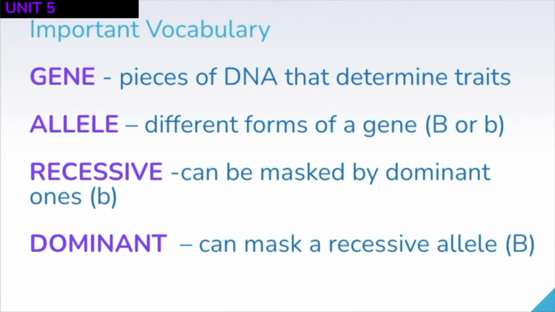A gene or genes are pieces of DNA that determine your traits. An allele is just a different form of a gene. If we're writing out genetics problems, this might be written as a big B or a little b, for example. A recessive gene can be masked by a dominant one, and a dominant allele can mask a recessive one. Often dominant alleles are represented by capital letters.